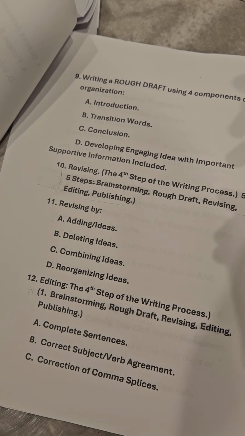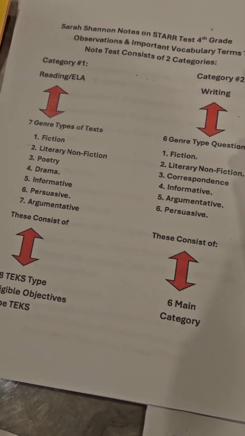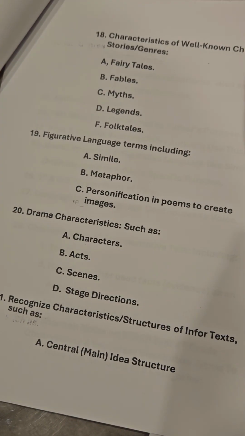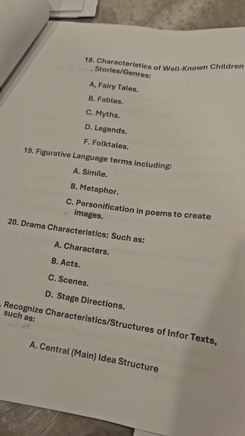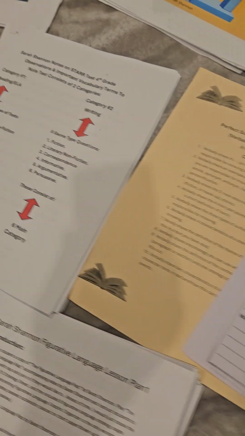Adding, deleting, combining, reorganizing. This is the writing version of the test. The genre tiles are going to be asked on the test at the end of the year. And all the requirements, they're going to need to know simile and metaphor and characters, act, scene, and drama characteristics. And just all of these prominent vocabulary words students are going to need to master. I'm not going to spend a lot of time on this because it's going to give you a lot of information, but I want you to know that these products are really very beneficial.